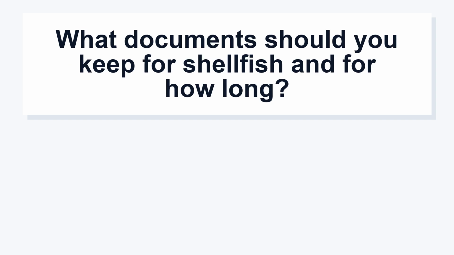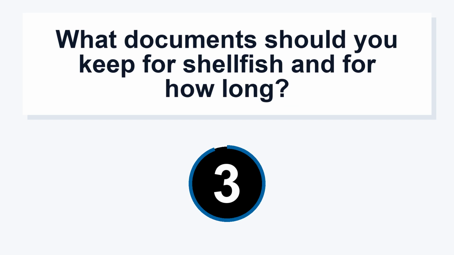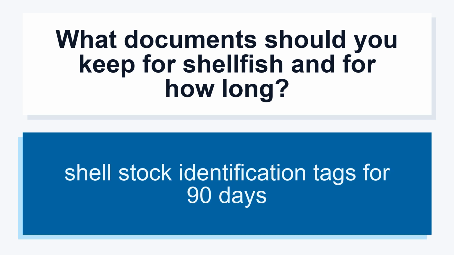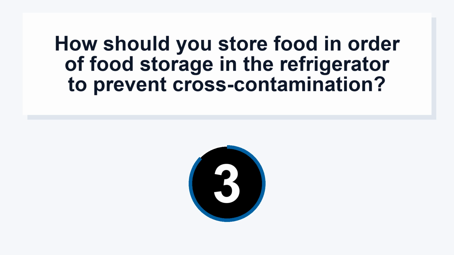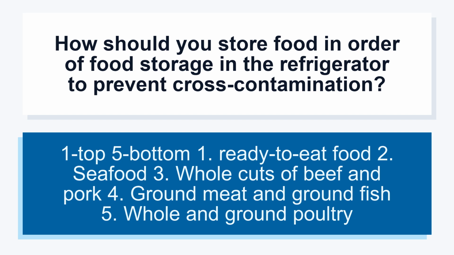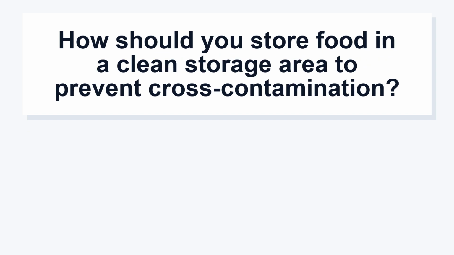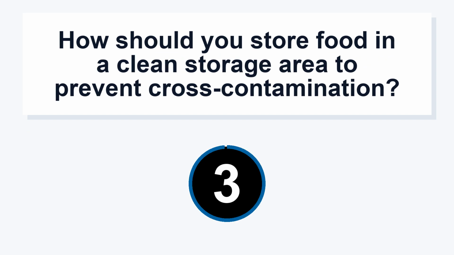What documents should you keep for shellfish and for how long? Shell stock identification tags for 90 days. How should you store food in order of food storage in the refrigerator to prevent cross-contamination? 1. Top 5, bottom 1. Ready-to-eat food 2. Seafood 3. Whole cuts of beef and pork 4. Ground meat and ground fish 5. Whole and ground poultry.